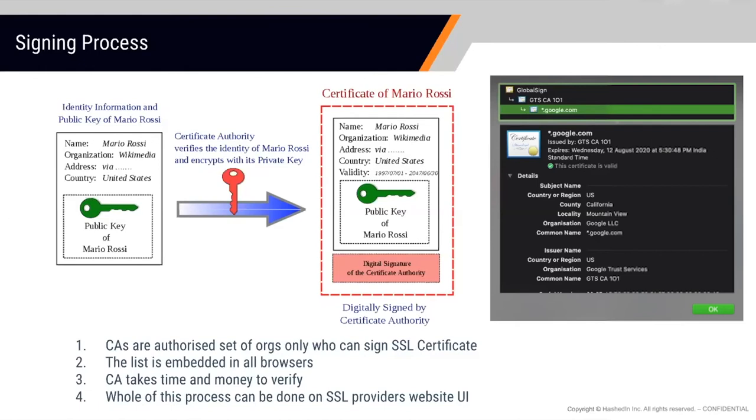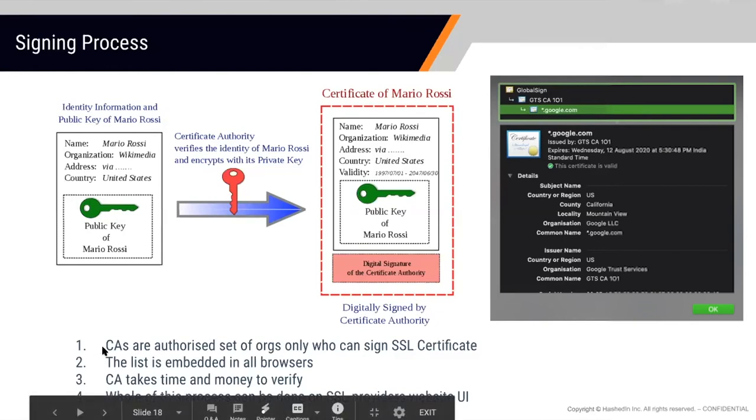So in PKI, public key infrastructure, a root CA gives authority to an intermediate CA. Intermediate CA gives authority to your local CA probably, and local CA can sign your SSL certificate, can sign your CSRs, right? So who are CAs? CAs are an authorized set of organizations who can sign SSL. This list is embedded in all the browsers.